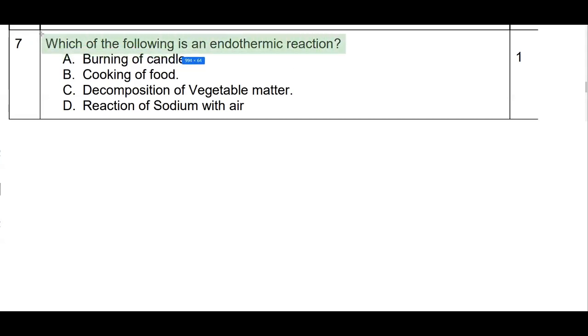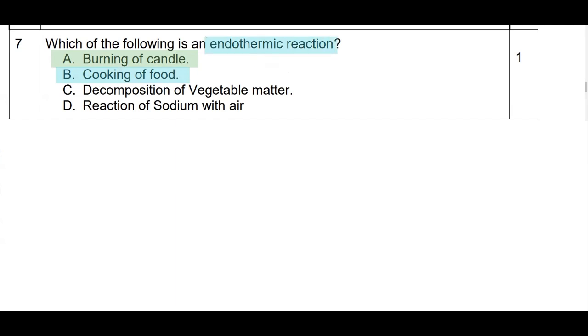The next question, number 7, says which of the following is an endothermic reaction? So we know that the reaction in which heat is absorbed is called an endothermic reaction, and the one in which heat is released or evolved is called an exothermic reaction. When we burn a candle, heat is released, so clearly it is an exothermic reaction. Cooking of food, right? It does not release energy, it takes heat to be cooked. When we cook any food, it absorbs heat. That's why it should be an endothermic reaction.